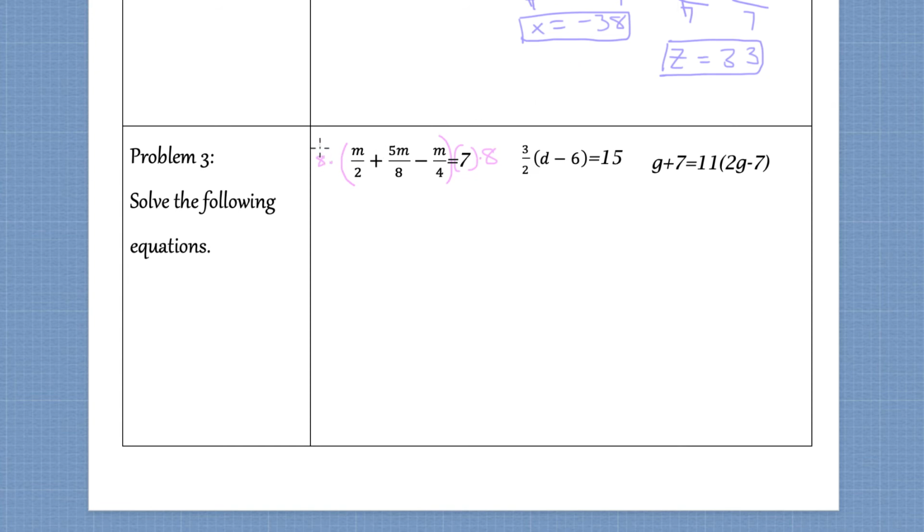And so if you can look on the left here, this sort of looks like the distributive property. And so that's exactly what it is, and we're going to use the 8 and we're going to distribute it to the m over 2, to the 5m over 8, and to the m over 4. And so 8 times m divided by 2 is going to leave us with just 4m for this first one over here. And then we have the 8 times 5m gives us 40m, and then we divide that by the 8 over here, which is going to leave us 5m.